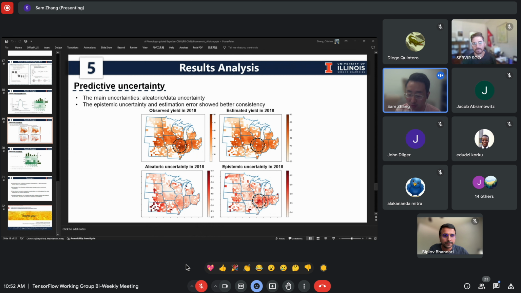I think that's quite an issue for now, because we can only identify that the uncertainty in that part is high, but we do not have a very good approach to address this issue.